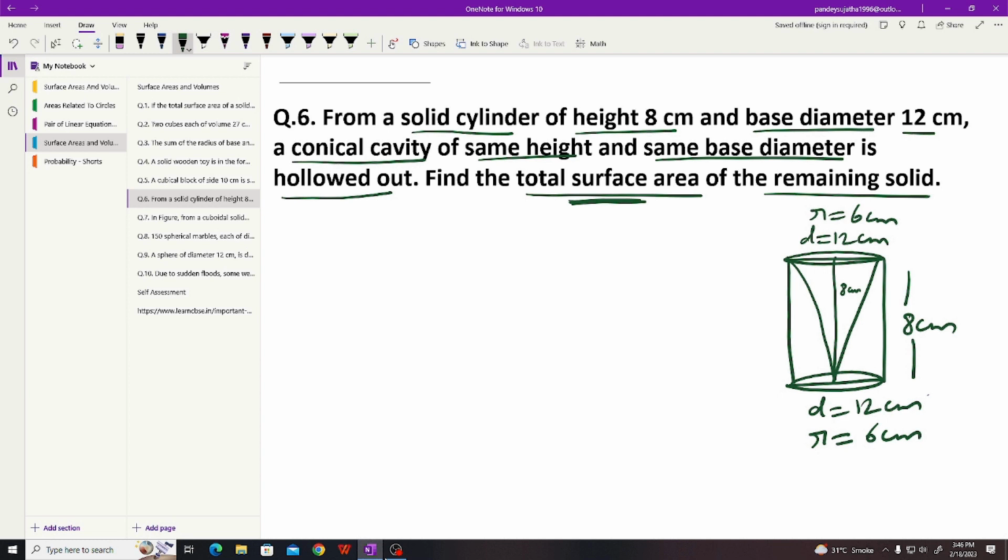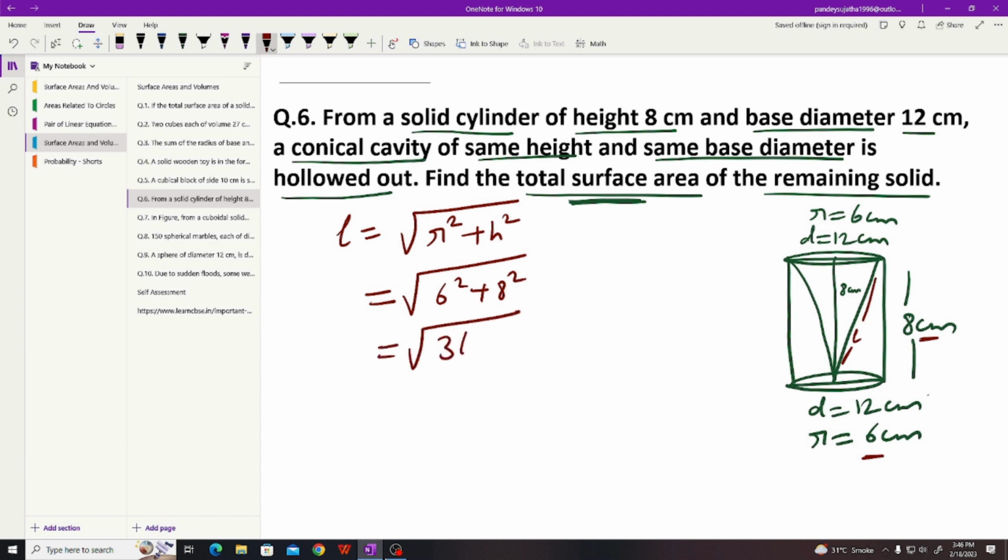Before finding the surface area of the remaining solid, let's find the slant height of the cone. You all know the formula that slant height is equal to root of radius square plus height square, where radius is 6 centimeter and height is 8 centimeter. So it is root of 6 square plus 8 square, that is root of 36 plus 64, which is root of 100 equal to 10 centimeter. So the slant height is 10 centimeter.